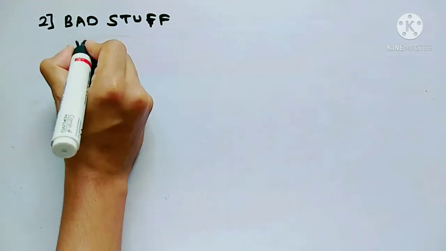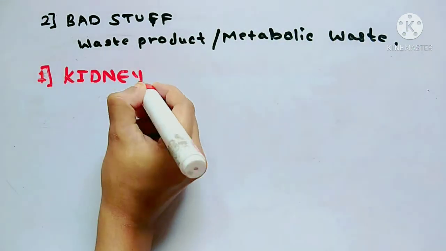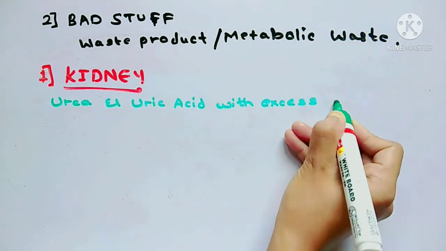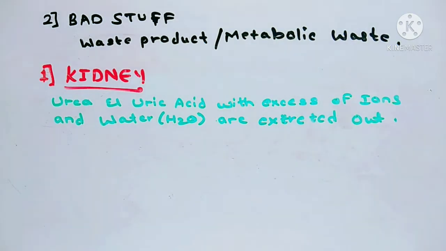The second part, we are going to talk about the bad stuff, that is removal of metabolic end products. The organ that helps in the removal is the kidney. Urea and uric acid with excess of ions and water are excreted out of the body.